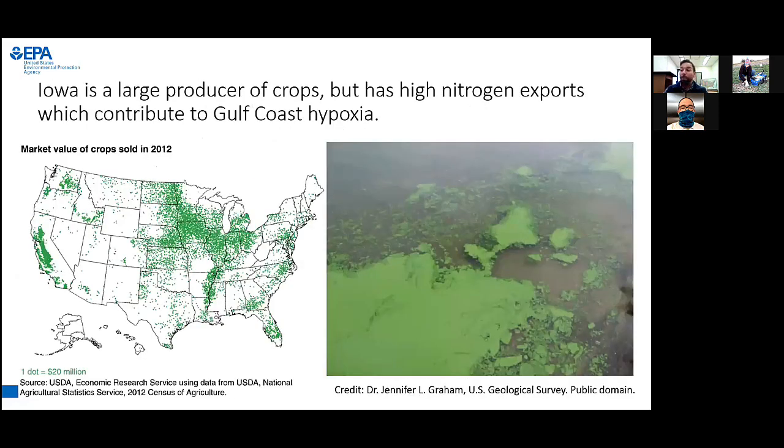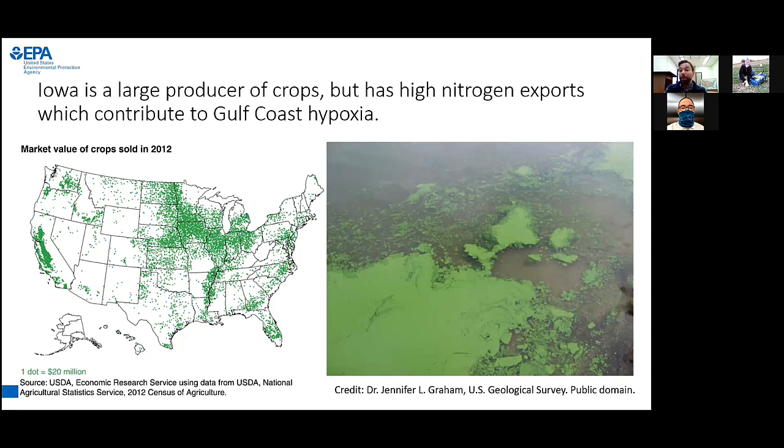As many of you are probably aware, Iowa is one of the most productive states for crops in the country. For example, in 2019, Iowa produced more corn than any other state, representing 19% of the total U.S. corn market. And Iowa was second only to Illinois in soy production in 2019, with Iowa's production making up 14% of the U.S. market.